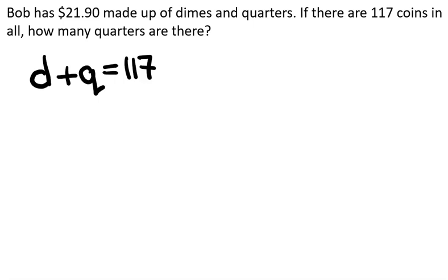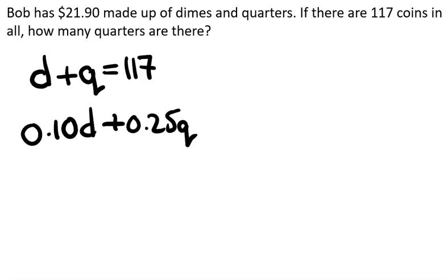Now we have to write an equation for the total value of the coins. Since the dime is 10 cents, we'll write 0.10D. And since the quarter is 25 cents, we'll write 0.25Q is equal to $21.90.